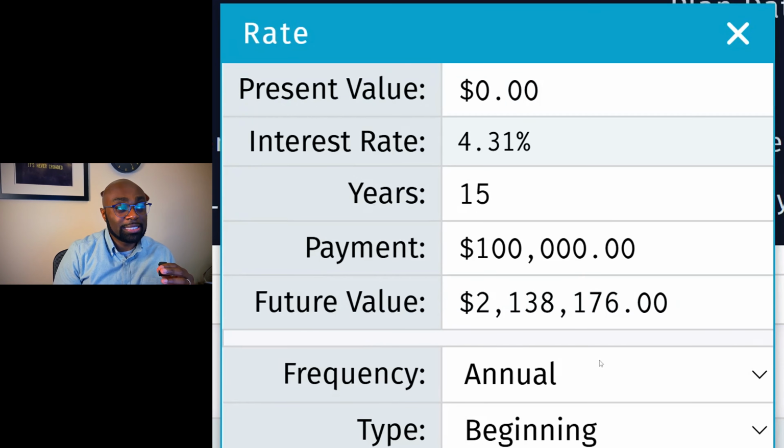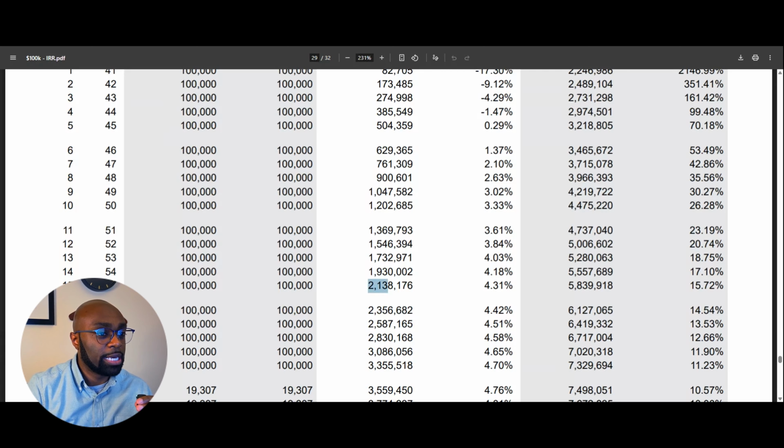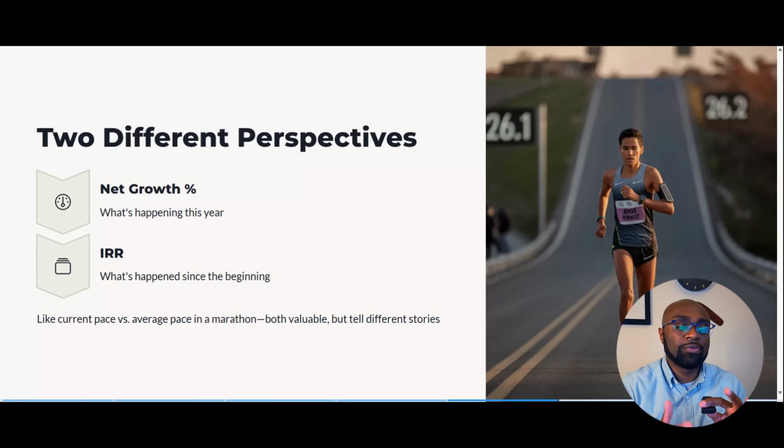And so when you do that, since it's solving for interest rate, you're now getting 4.31%, which is the exact same number that we saw in the internal rate of return column on the illustration in and of itself. And just to confirm, this is exactly what we see here in this illustration. And so I hope that gives you a little bit of clarity about the difference between rate of return and internal rate of return. Completely two different calculations. And not only are they two different calculations, you also have to realize that they're not necessarily competing for one another either. Net growth percentage shows you, again, what's happening right now, what's happening this year, whereas internal rate of return shows you what's happened since the very beginning.